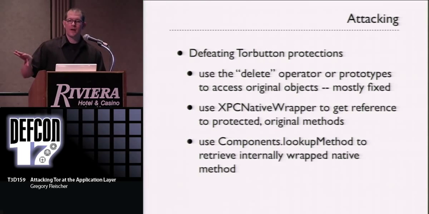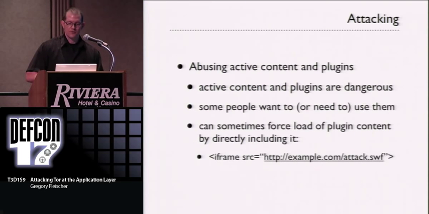Well, we can flip this all around and use this from our code to defeat the hooks that the add-on has done. So by using this XPC native wrapper, we can be assured that we're getting back the original object. So things like the history object or the screen object can then have their original values read out. Another method that I discovered is using the components.lookup method. And this returns intrinsically wrapped native function objects. And you can then call those to construct objects that are themselves XPC natively wrapped and use those to retrieve original methods as well.